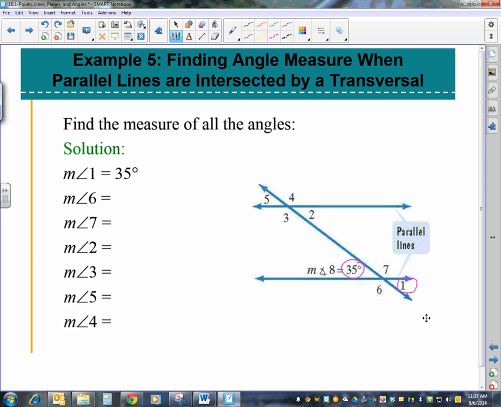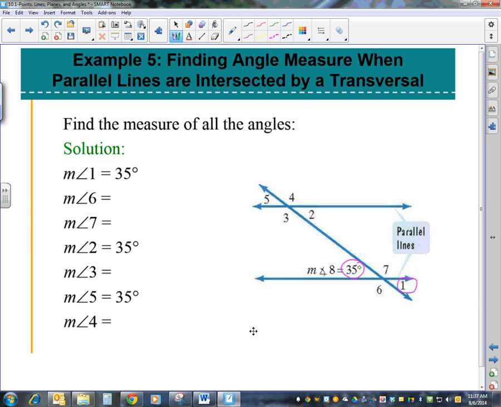I like to go find all the ones that are equal. So I'm going to do these two are vertical, and then I'm going to go to the opposite side, same side. So I know that angle 2 has to be 35 degrees. And then angle 2 is equal to angle 5. So angle 5 is 35 degrees.